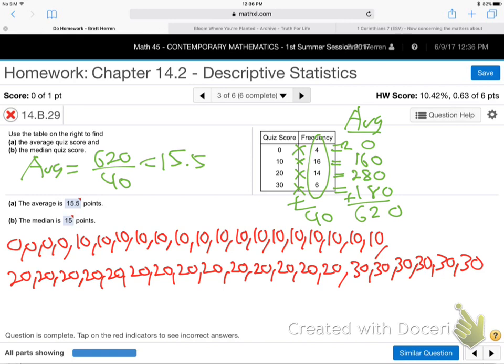Okay, now, what about the median? How are we going to find the median? Well, let me give you a second so you can find the median. That's the one or two numbers in the middle, right? Is there one number or two numbers in the middle? Two. How do we know there's two? Because we have 40 numbers, right? Even amount of numbers.